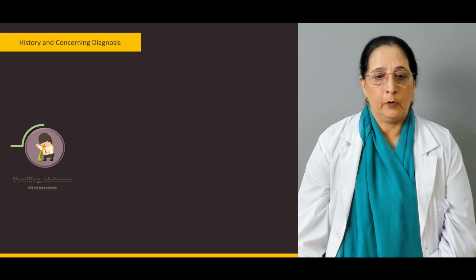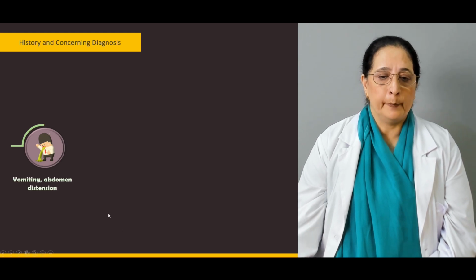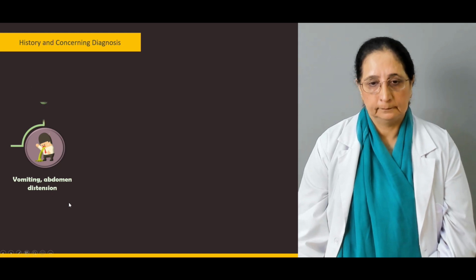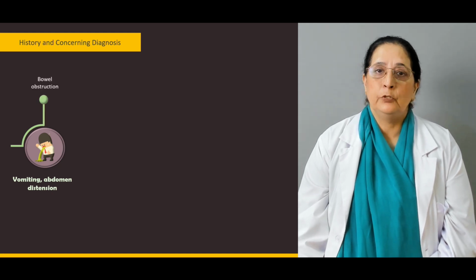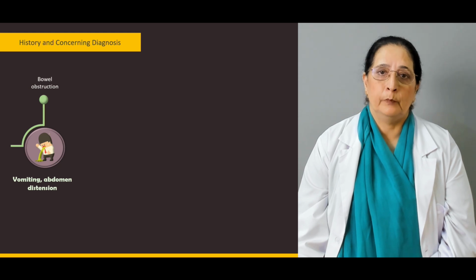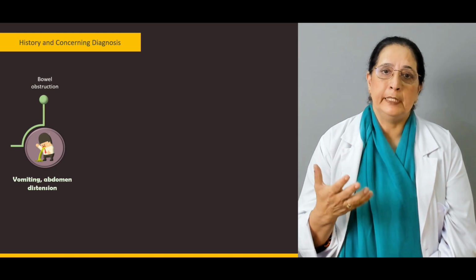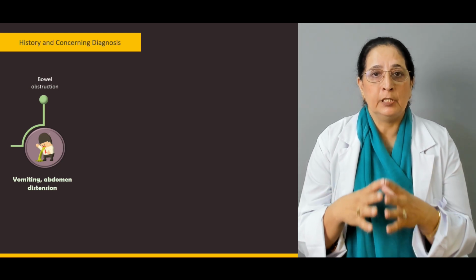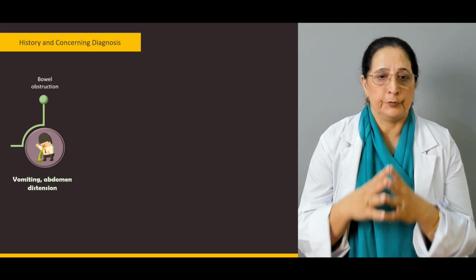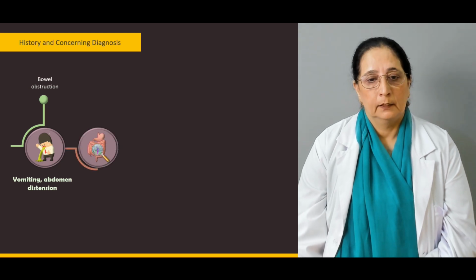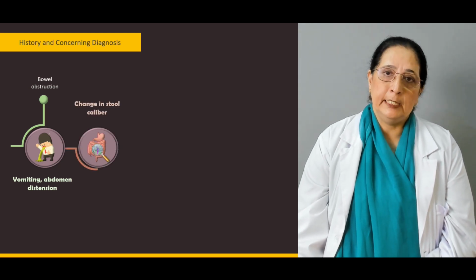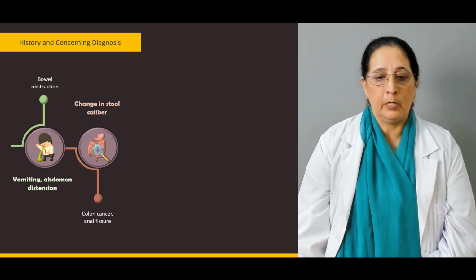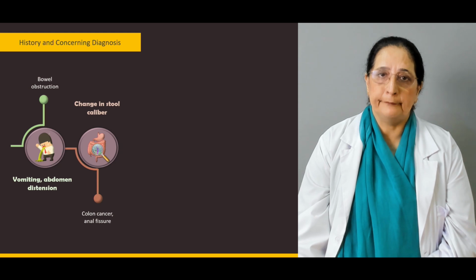Then another important point: there is vomiting and abdominal distension. It is due to bowel obstruction. Bowel obstruction patients usually have vomiting and abdominal distension as a result of the obstruction. Then change in the stool caliber, again, that's important. Colon cancer or anal fissure.